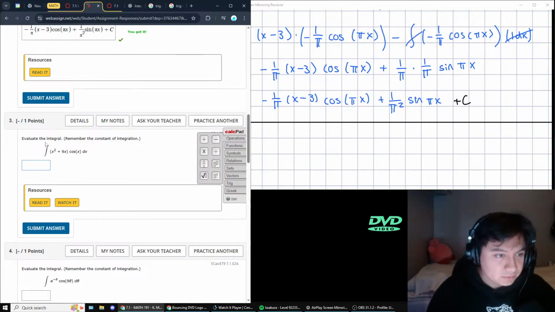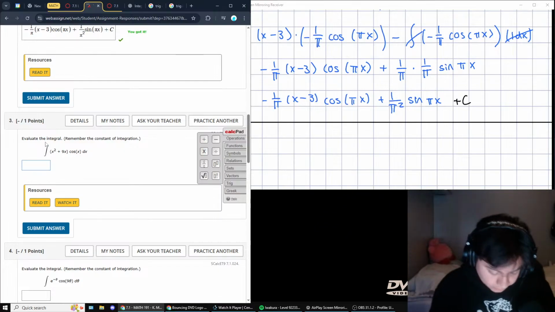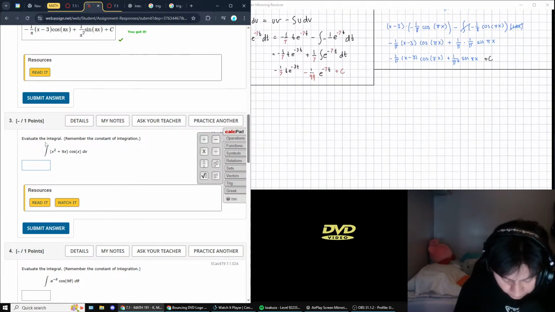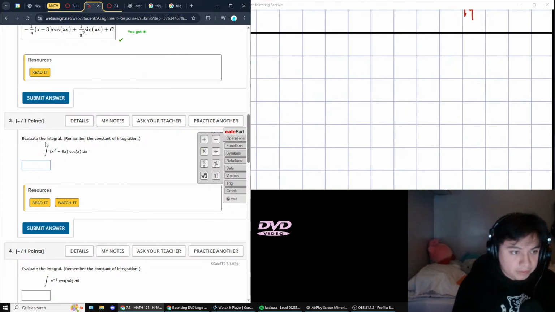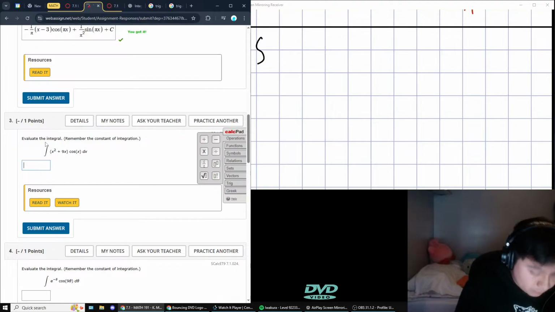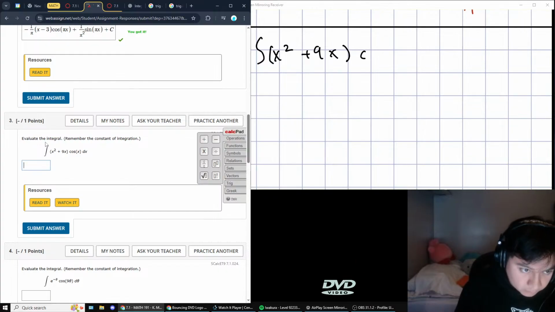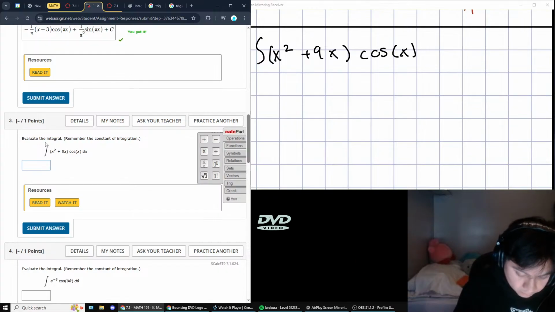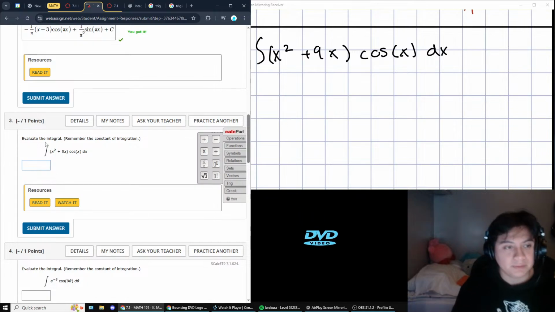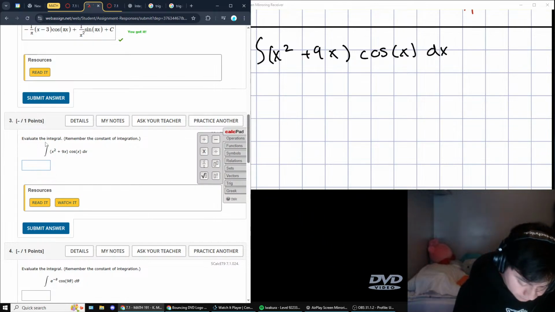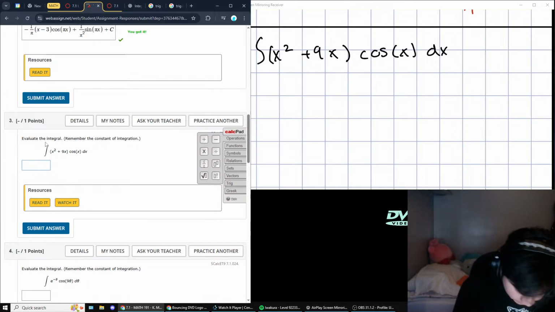Evaluate the integral. So let me start this. No help, no notes, just straight brain power. Very few times has there been something where I'm like, oh, I know what I'm doing. And I think it's getting to me.